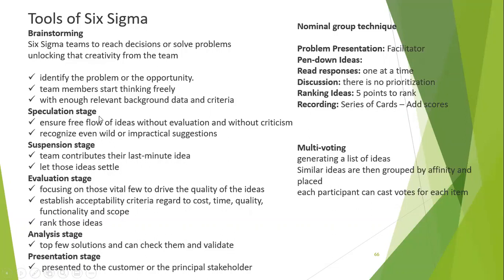One is the speculation stage. In that particular stage we just want to start it. Ensure the free flow of ideas without evaluation or without criticism. This is the main point of brainstorming. Say for example, if a team member started giving any suggestion, you should not criticize. Even though you know that it is not going to work out, you have to take that suggestion also, right? Otherwise, if you stop them at the first point, they will never give a next comment, right? So we have to encourage the people to come up with a lot of suggestions.